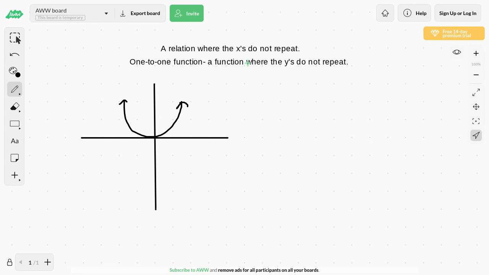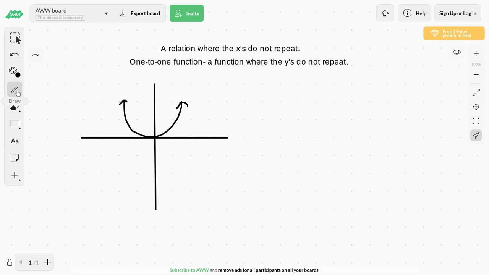So, a function is a relation where the x's do not repeat. That means you draw a vertical line to see if they repeat. I'm just going to do a dotted one so you know it's not part of the graph. If it doesn't cross the graph more than once anywhere, then you're fine. Then it's a function. So this one is a function, so good.